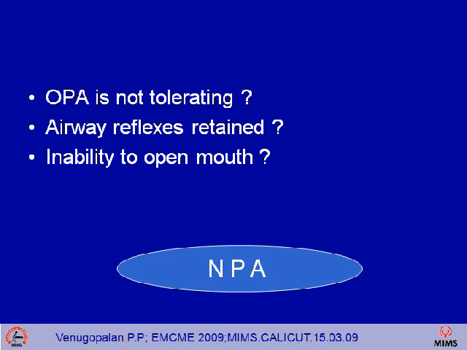The next question is, if the patient is not tolerating the oropharyngeal airway, or if the airway reflexes are retained, or the patient presents to you with the issue of inability to open the mouth, obviously an oropharyngeal airway is out of the question. So the next choice is the NPA, or nasopharyngeal airway.